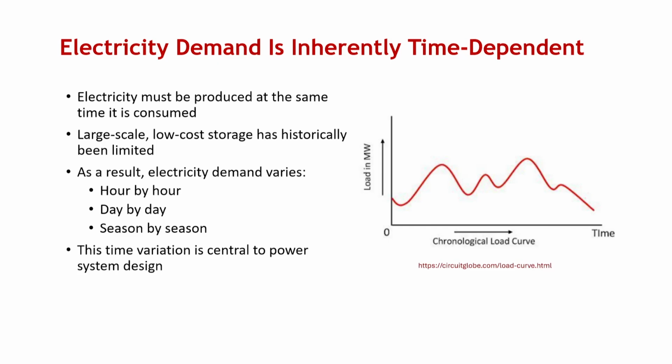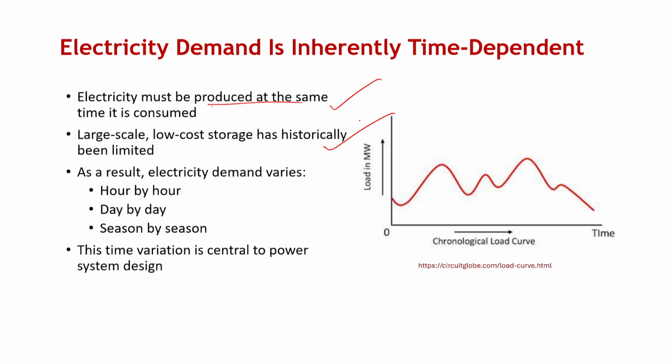So just to reiterate, electricity must be produced at the same time when it is consumed. Otherwise my storage capacity will be huge. If I am not using the electricity when I am producing it, I may have to store the energy in big capacitors or big batteries or other storage devices. That will be a cost in itself. So the best way to reduce the system cost is that electricity should be produced when it is consumed, because large scale, low cost storage has historically been very limited.